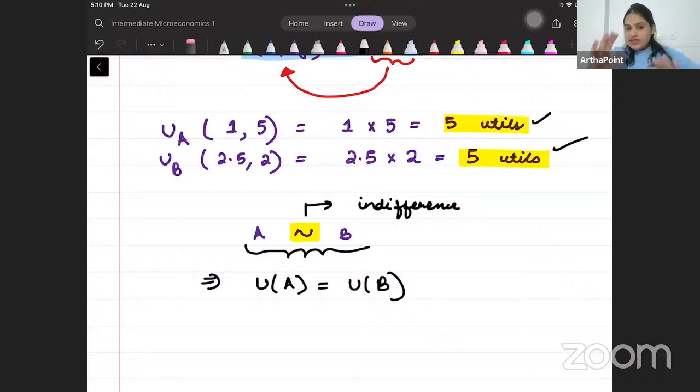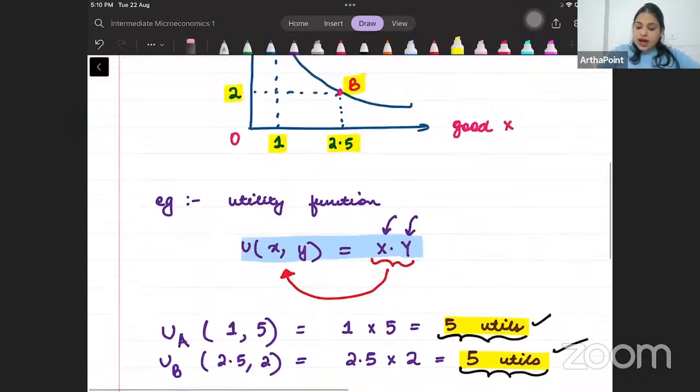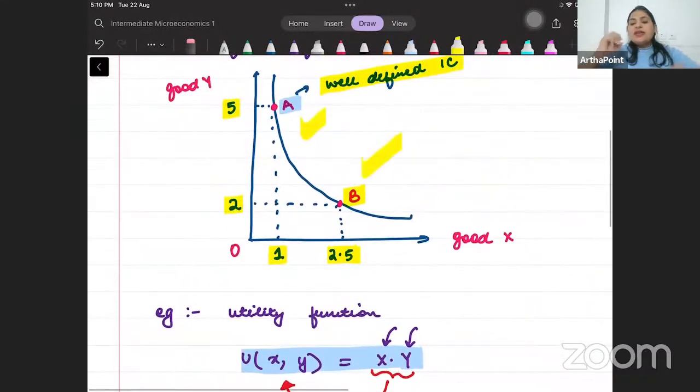So now, let's see what we have studied. We have studied that an indifference curve contains all those points which give me the same level of satisfaction. I am showing here that points A and B are giving me the same level of satisfaction or utility, and therefore I am indifferent between A and B. Therefore, they are coming on the same IC.